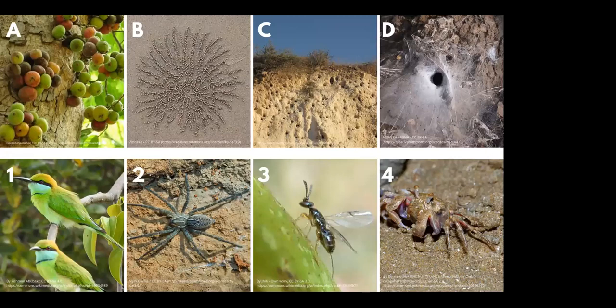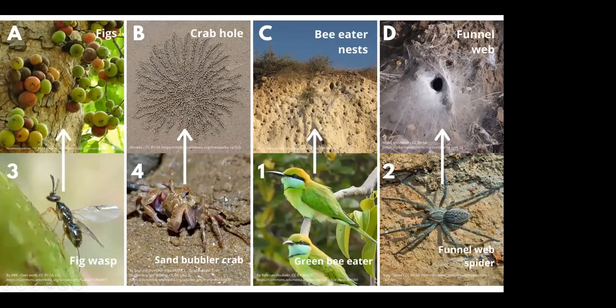Okay, so the pairings are A to 3, B to 4, C to 1, and D to 2. So these are a very, very interesting set of animals. As you can see here, we have insects, we have arthropods, we have a bee eater, and we have an arachnid. So we have a lot of variety going on here.